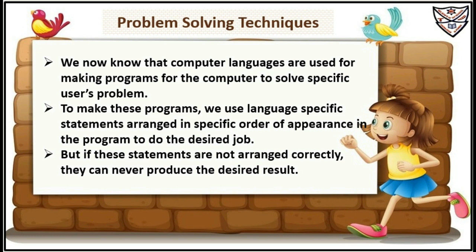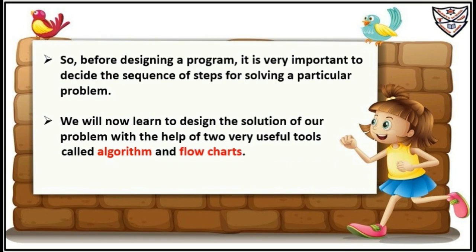Problem solving techniques. We know how computer languages are used for making programs for the computer to solve specific user problems. To make these programs, we use language-specific statements arranged in a specific order, which are executed in the order of appearance in the program to do the desired job. But if these statements are not arranged correctly, then they can never produce the desired result. So before designing a program, it is very important to decide the sequence of steps for solving a particular problem.